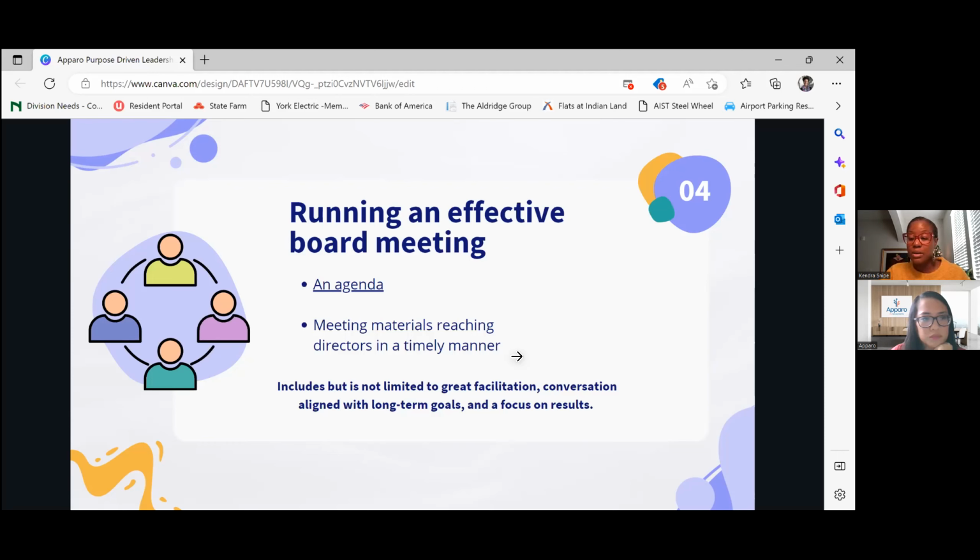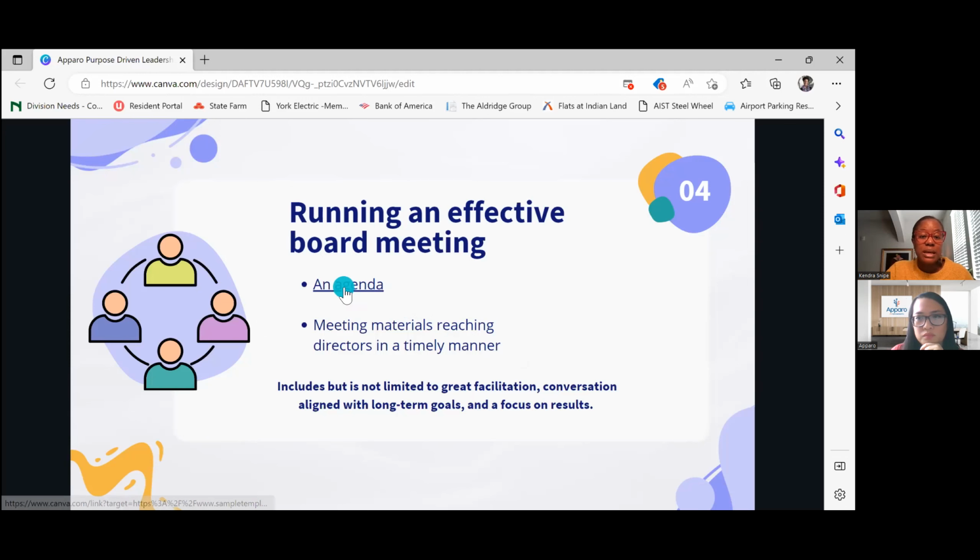The board chair is responsible for making sure that if certain conversations get a little too lengthy, you bring it back in. You can even add it to old business, and that's something you can come back to at the next meeting. Make sure that the conversations are aligned with long-term goals and focused on the results. Stay focused, know exactly what the responsibility is and why you need the board to have these very clear conversations, and use that to your advantage, especially as someone who's leading the board.